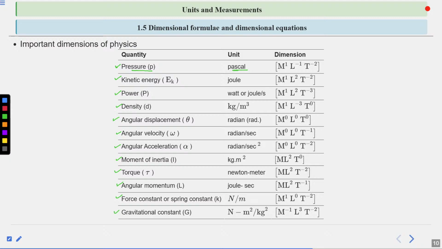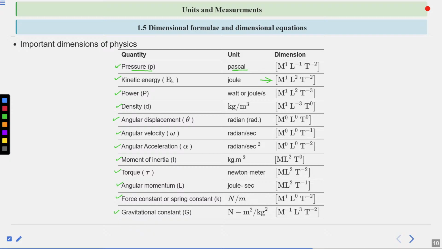Kinetic energy, the unit is joule, and its dimensional formula is M L square T raised to the power minus 2. Power, the unit is watt or joule per second, and the dimensional formula is M L square T raised to the power minus 3.